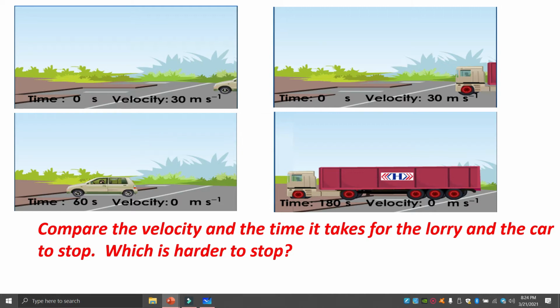Basically, momentum can also be connected to inertia, because inertia also depends on mass. If the object has a high mass, it has high inertia. High inertia means it is more difficult for the object to stop. So it is connected with inertia also.